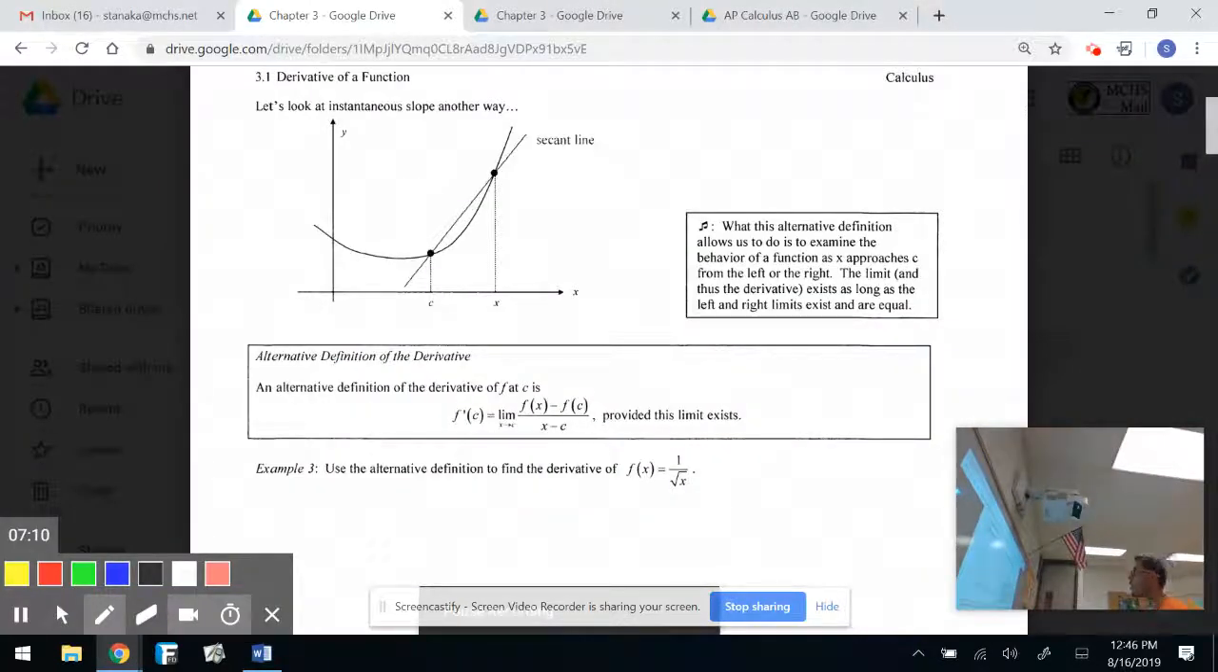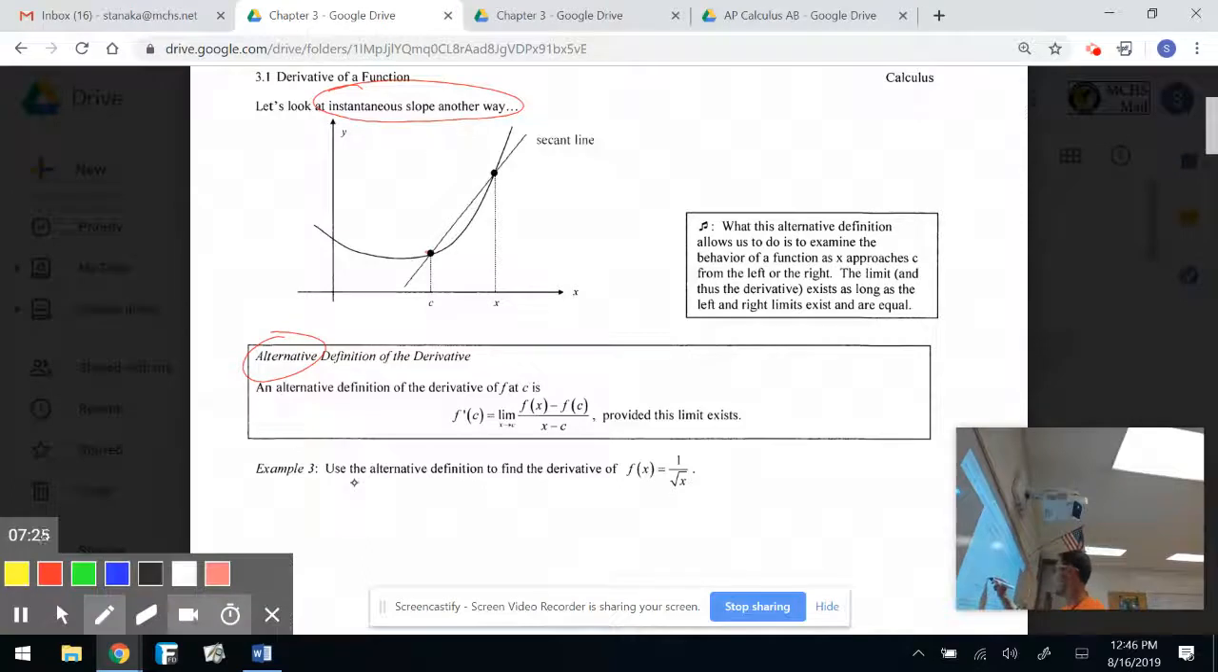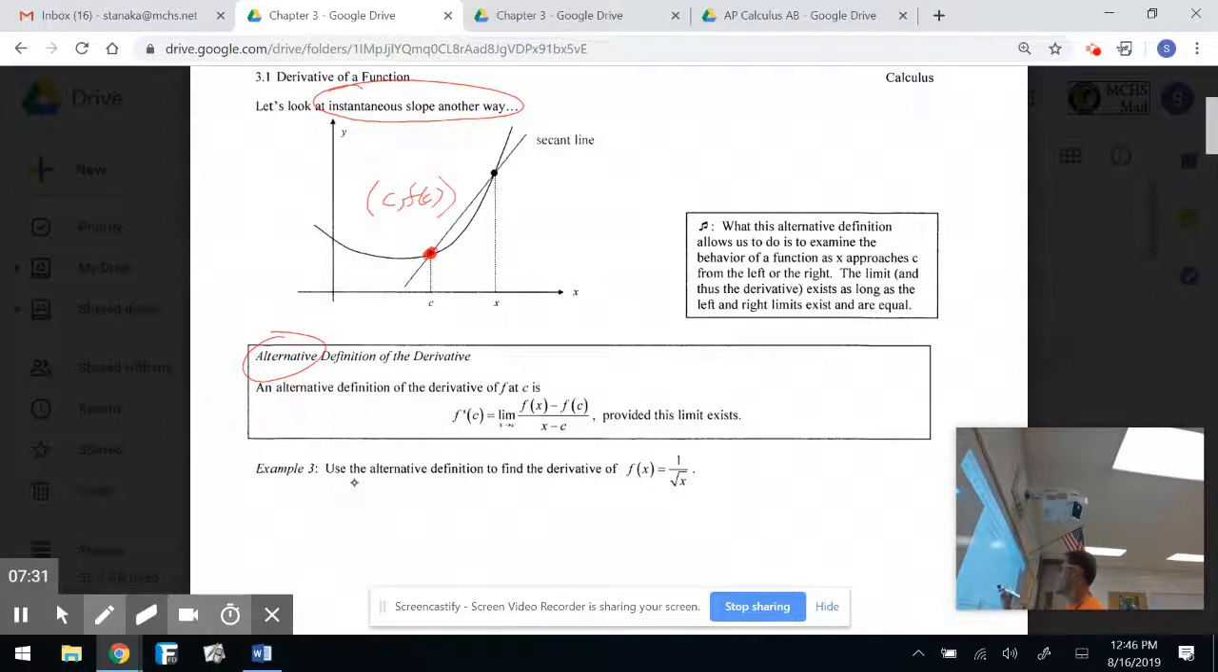Okay, here we go. We have actually another definition of the derivative. It's called our alternate definition of the derivative. What it is, we just look at the instantaneous rate of change, or the slope of a tangent line, a little bit differently. Now whenever we do slope, we always need a couple of points. So let's make that one c comma f of c, that'd be a little x comma y going on there. And let's make this point right here x comma f of x.